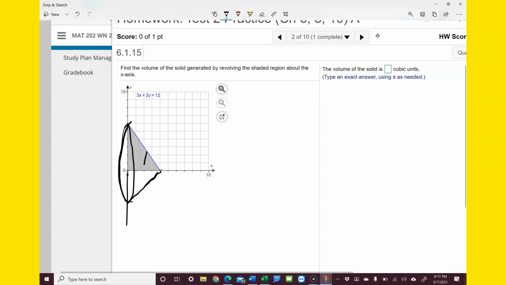Imagine a disk right here. So the cross-sectional area of this is a disk. It's a circle. And the area of that circle is pi r squared, where what is r? So the area of the circle is pi r squared, where r in this case is the distance right here. And that distance is the distance up to that line.